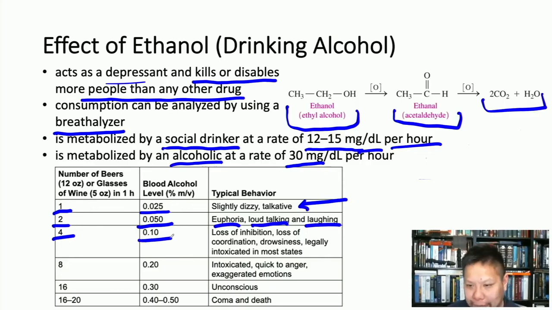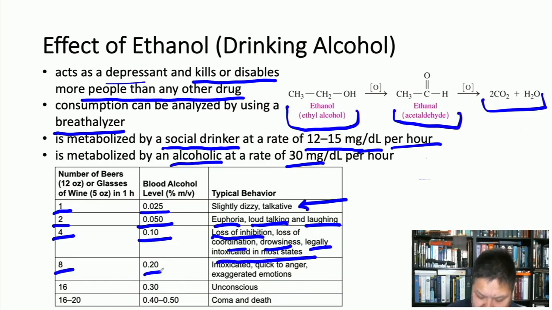Your blood alcohol can be around 0.1, which is above the legal limit. There's a loss of inhibition, loss of coordination, it causes drowsiness, and again, like I was saying, it's legally intoxicated in most states, right? At 8 drinks, 8 beers in 1 hour, 0.2 blood alcohol.